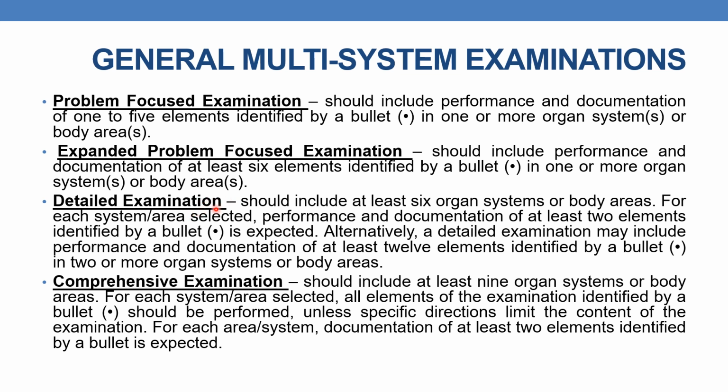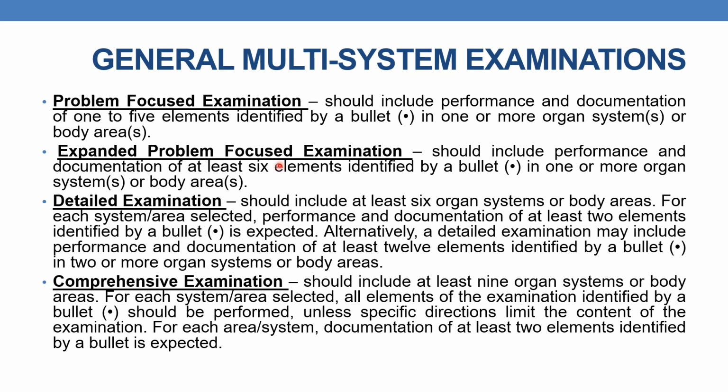For detailed examination, it should include at least 6 organ systems or body areas. For each system or area selected, performance and documentation of at least 2 elements identified by bullet is expected. Alternatively, a detailed examination may include performance and documentation of at least 12 elements identified by a bullet in 2 or more organ systems. For detailed explanation, let us make one separate session on examinations.